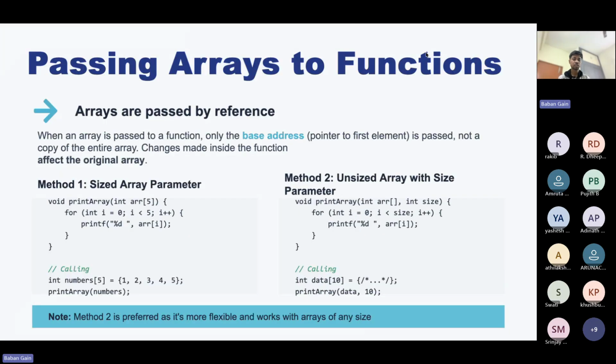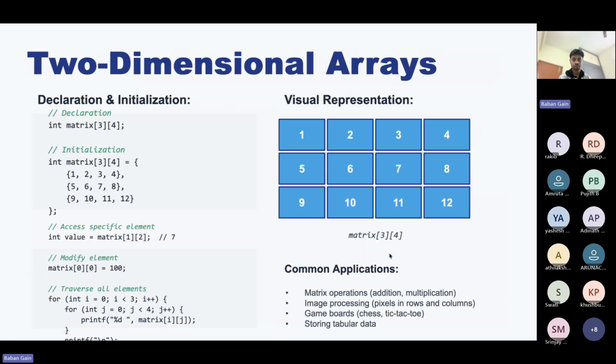Passing arrays to functions. Actually, let me just skip this for now, but just briefly, I have shown this in the program. This is an int array. In a function you can just pass it with the variable name of the array only, and that's it.